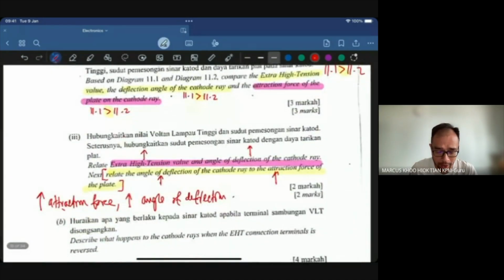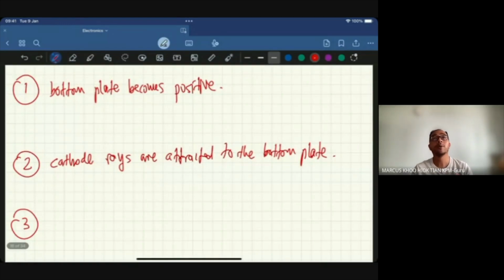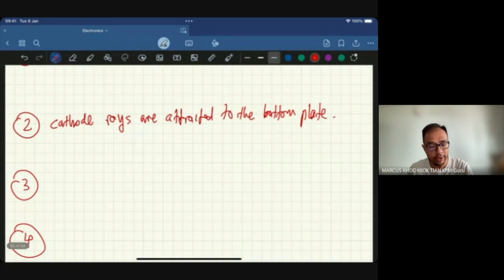Question is, explain what happens. Or describe what happens. Okay, the bottom plate becomes positive. The cathode rays are attracted to the bottom plate. I guess you have to explain why. Okay. The reason is because cathode rays are electrons.